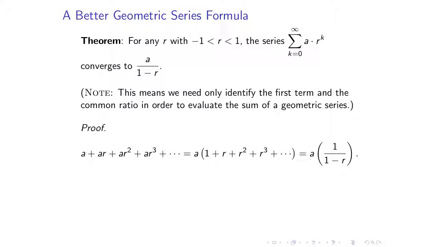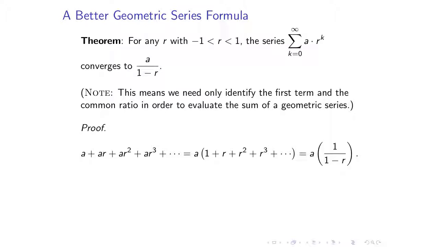This works anytime the common ratio is between -1 and 1, and in the case where the ratio is not between -1 and 1, the series diverges. So for geometric series, we really know everything. As soon as we can identify the first term and the common ratio, we know immediately if it diverges or converges, and in the cases where it converges, we have a formula that tells us exactly what it converges to.